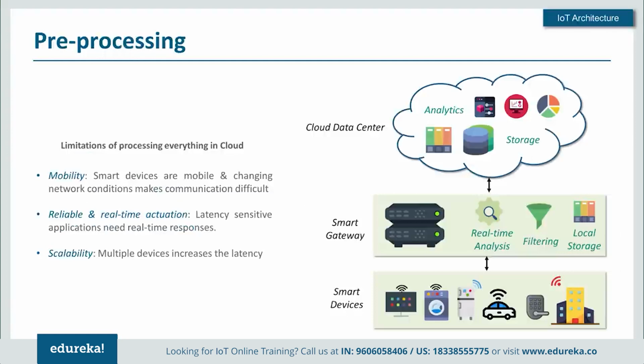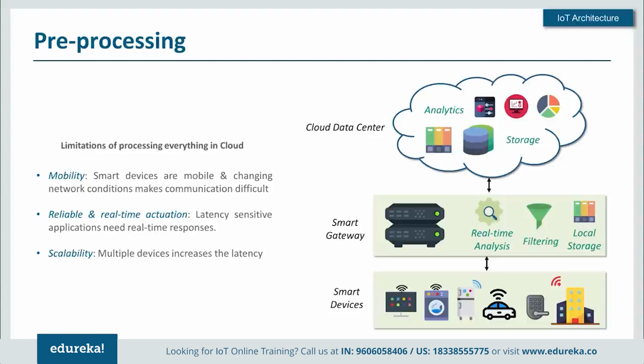Now, the next layer that we have is the pre-processing layer. But before I really talk about the pre-processing layer, let's actually try to understand the limitations of trying to process everything that we have on the cloud system, which is part of our ecosystem. Now, when I talk about this, one of the biggest challenges for me is mobility. Let's say my sensors are on devices which are in constant motion. Then it becomes a really high challenge for me to pass this information continuously to my cloud environment.